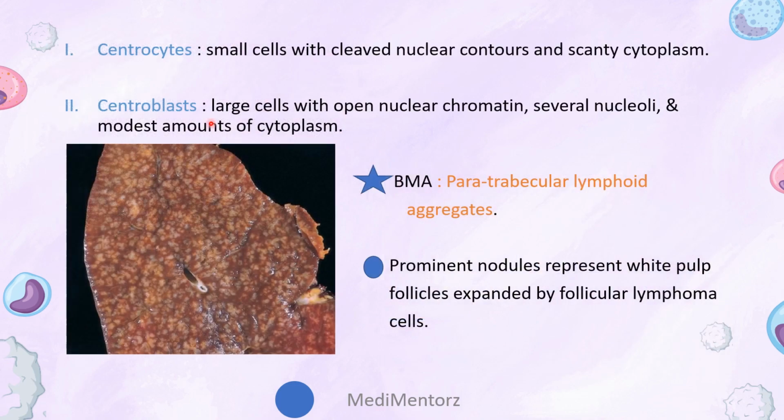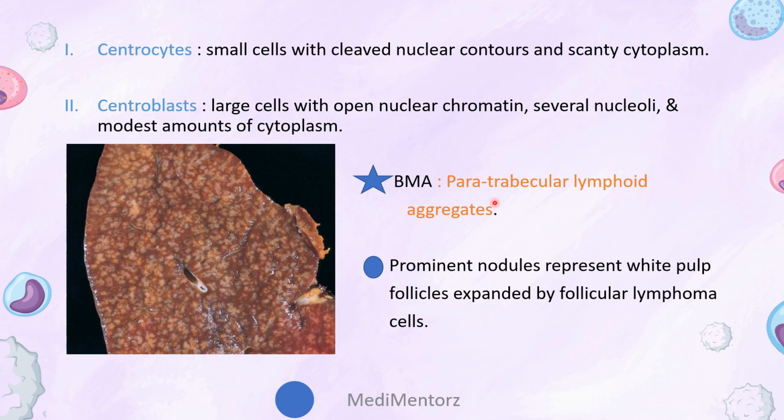Looking at the theory part, centrocytes are small cells with cleaved nuclear contours, which I put over there, and they have scanty cytoplasm. Centroblasts are large cells with open nuclear chromatin and having several nucleoli. You saw that in the image. And they have the same scanty cytoplasm. And on bone marrow aspirate, you should know, I have put a star mark over here, what we are getting is paratrabecular lymphoid aggregates.